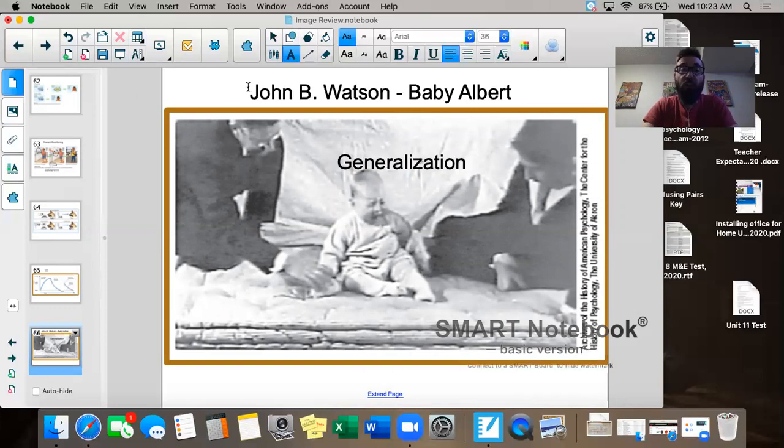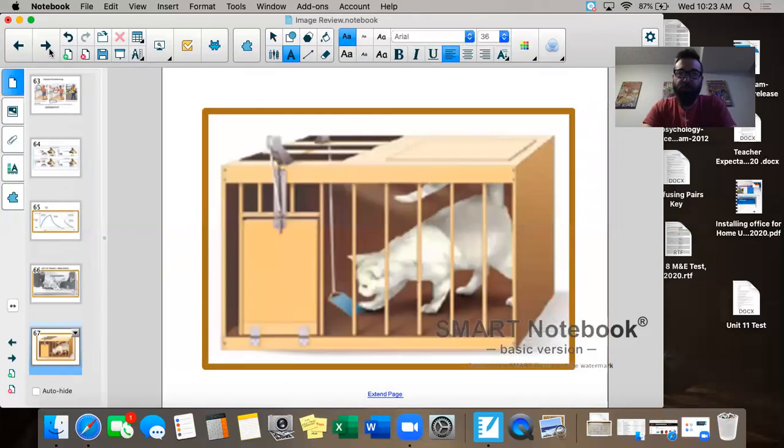John B. Watson also gets credit for another thing. He's the first one that coins the term behaviorism, or being a behaviorist. So Pavlov and Skinner and Watson are all behaviorists. They're only concerned with the things that we would be able to measure and observe.